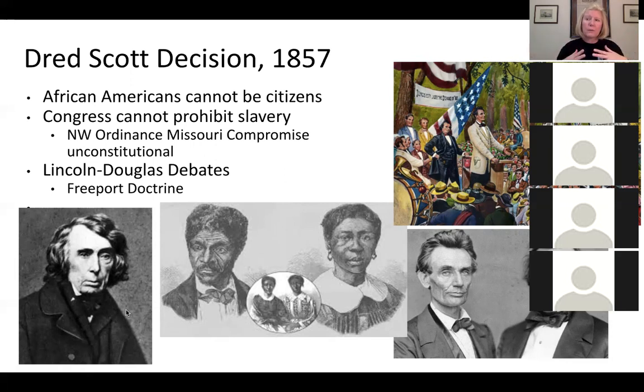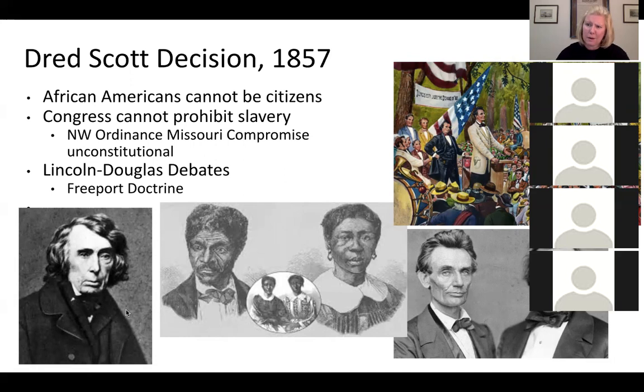Because the Supreme Court, if you remember, makes some very damning decisions. They take the case so that they can say that no African American has the right to sue in court, because no African American, even if they're free, could ever be a citizen. For the fact that slavery is mentioned in the Constitution, they say the founders intended it to be a society where you had people who had no freedom and weren't citizens. They also said Congress should never have done anything to prohibit slavery. So the Northwest Ordinance of 1789, the Missouri Compromise, all of those things, they said, they're unconstitutional.